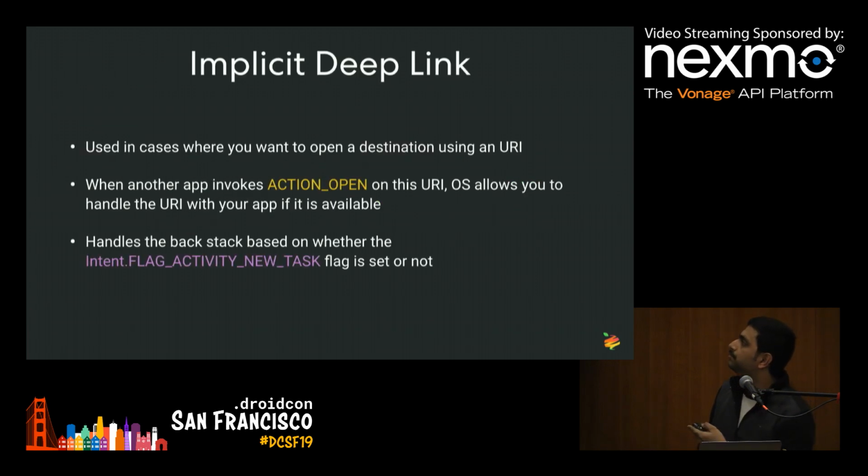What happens is the backstack is handled based on the flag activity new task. So if this flag is set, then the backstack will be created. Your application would be opened up on its own task. The backstack will be created as if the user opened up your app, went from the start destination to the destination that you have specified in the deep link. If this flag is not set, then your destination would be opened up on top of the calling application's task, so that when you press back, you go to the calling application and not inside your own application. So that's the only difference in how the backstack is handled for deep links.